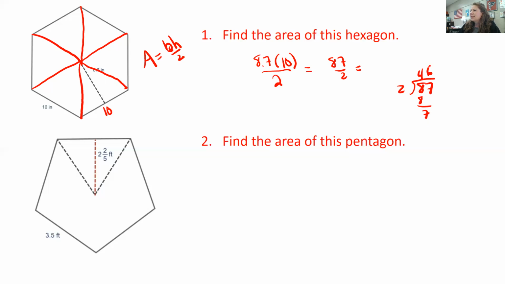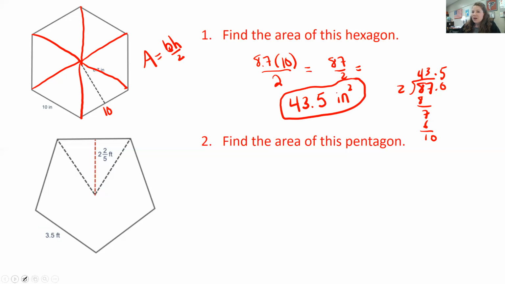No, just kidding, 3. Oh my goodness. It's too early. I'm making this video too early in the morning. So 3 times 2 is 6. Bring down a decimal, or make a decimal, bring down a 0, and 2 goes into 10 5 times. So the area of this hexagon is 43.5, and inches times inches is inches squared. So 43.5. All right, you guys try the next one, pause the video, try the next one, and then come back and check your answers.